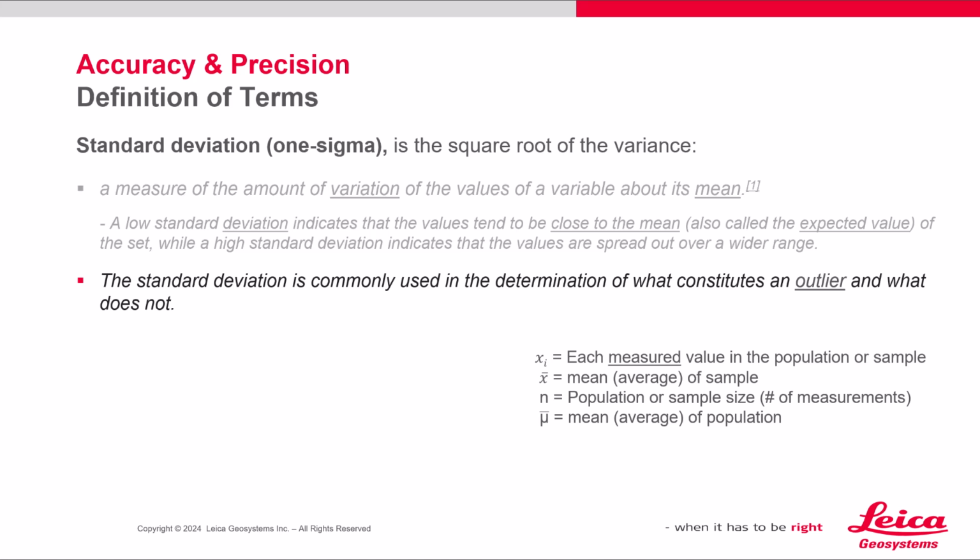It's most commonly used in the determination of what constitutes an outlier or what does not. So this is a very useful survey tool. When we look at this, we look for the outliers, and it helps us determine whether it was a mistake or blunder or some extreme bias.